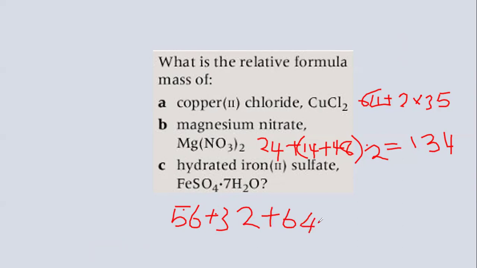Then that dot becomes plus. Then it is 7 times H2O, which is 18. That's how you do that. 7 times 18 is 126. So you now add together: 126 plus 64 plus 56, which gives 246. So that one is very easy.